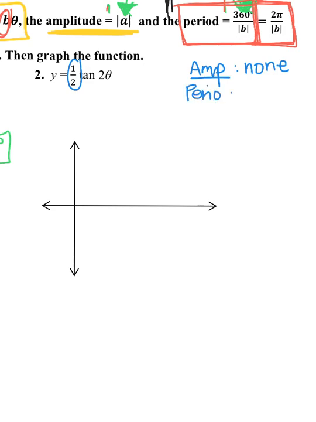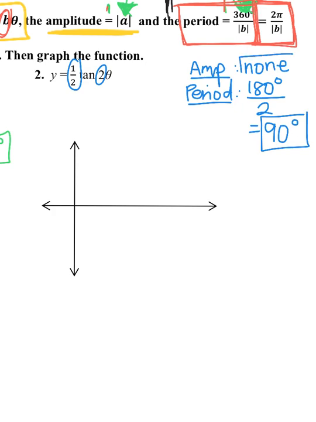For the period, got to be a little careful here. Tangent, the original period is 180. So I'm going to put 180 degrees in the numerator and divide it by what's being multiplied inside the trig function. So divide that by 2, giving us a period of 90 degrees. All right, so I found the amplitude, found the period.